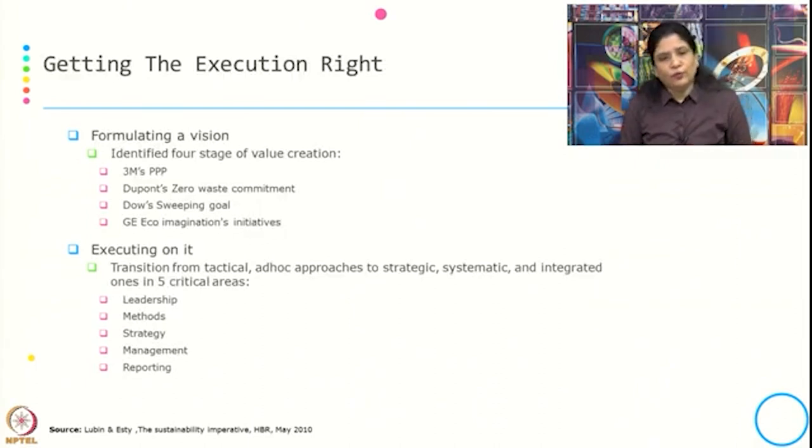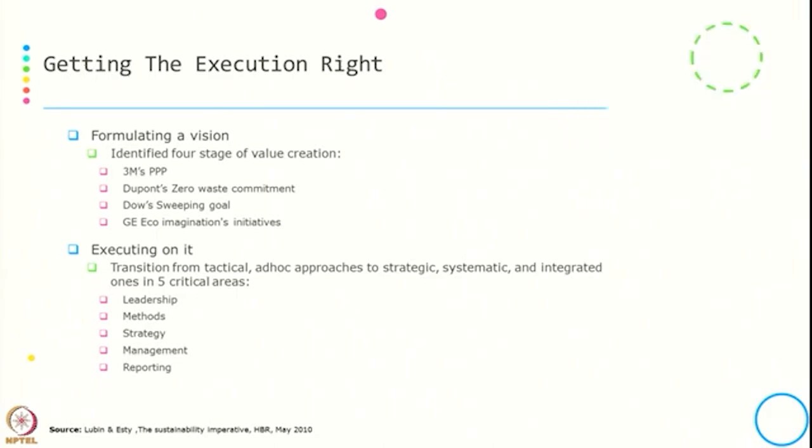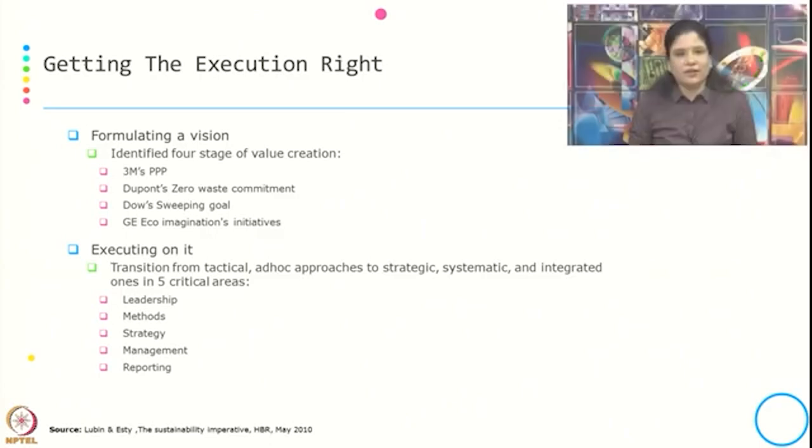Now, for formulating a vision, Lubin and Esty have created four stages of value creation. For these four stages, they have given examples from different companies' initiatives, and through that they have identified the four stages of value creation. Stage one is doing old things in the new way. Second is doing new things in the new way. Third is transforming the core business, and fourth is business model creation and product differentiation.